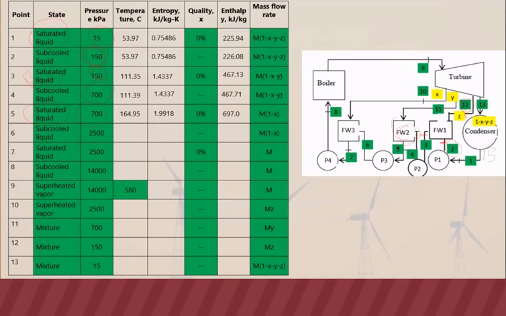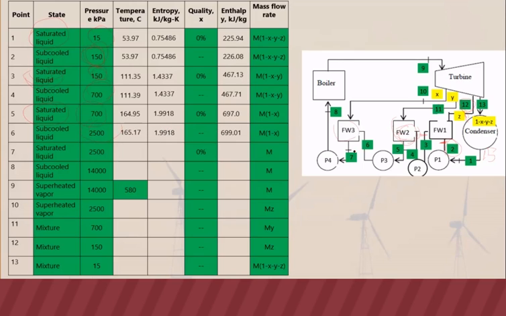And then you can see that 5 to 6 is pumping. So that's isentropic, so they have the same entropy. And for point 6, the pressure is the same as feed water 3 and points 10 and 7 because they are connected. So 10, 7, and 6 have the same pressure, and that is given from the problem as 2,500 kPa. And since we have two knowns here, we can get the other unknown from the software.